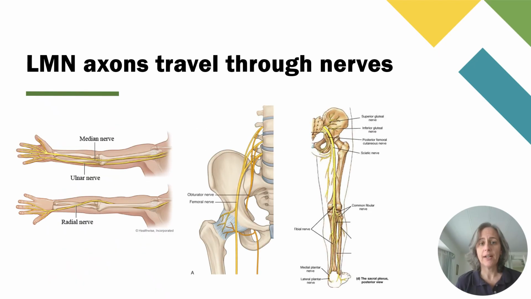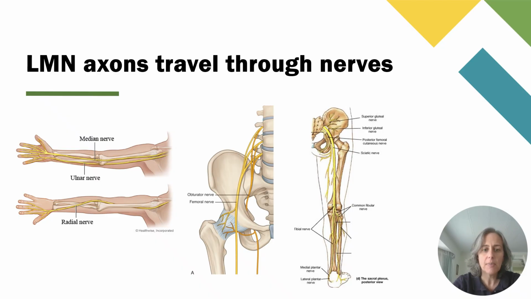So the lower motor neuron axons then are traveling through those peripheral nerves that we learned about. The major ones for the upper extremity that I'm expecting you to know are the median, the ulnar, and the radial nerves. The median nerve is going to supply a lot of the flexors in the upper extremity, and the ulnar nerve is going to supply some of the muscles over here, and then the radial nerve is going to supply a lot of muscles on the posterior aspect. So a lot of the extensor muscles of the upper extremity are supplied by the radial nerve.